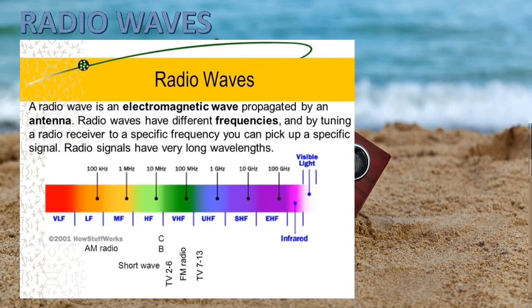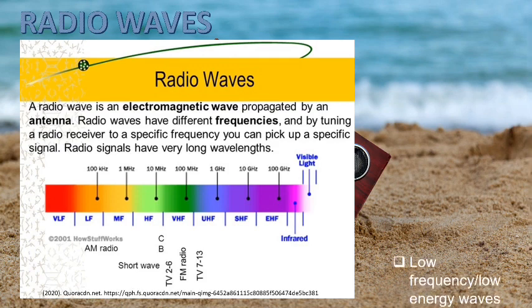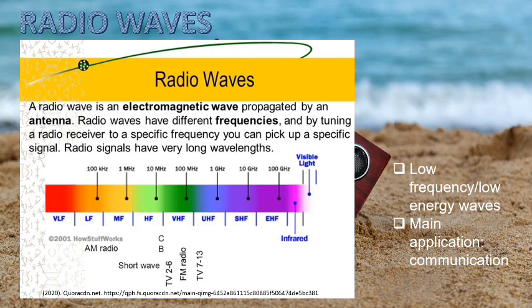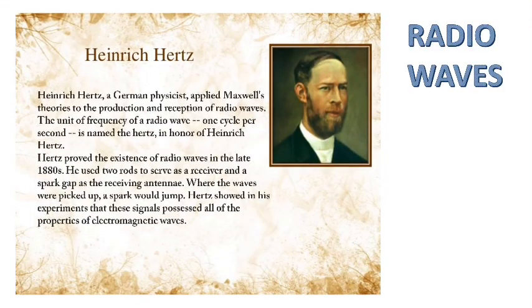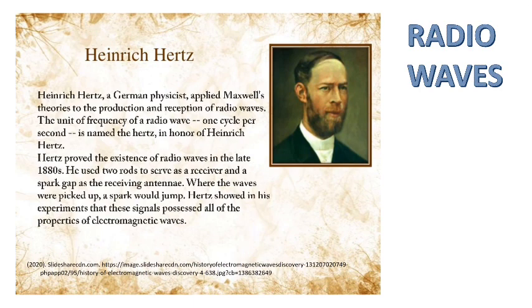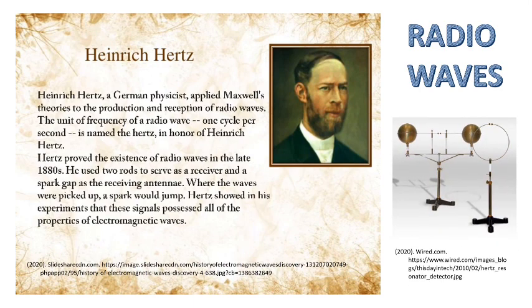Number 1. Radio waves. A radio wave is an electromagnetic wave propagated by an antenna. Radio waves have different frequencies, and by tuning a radio receiver to a specific frequency, you can pick up a specific signal. Radio signals have very long wavelengths. They are low frequency or low energy waves. The main application of radio waves is in communication. Let us get to know one of the German physicists who proved the existence of radio waves.